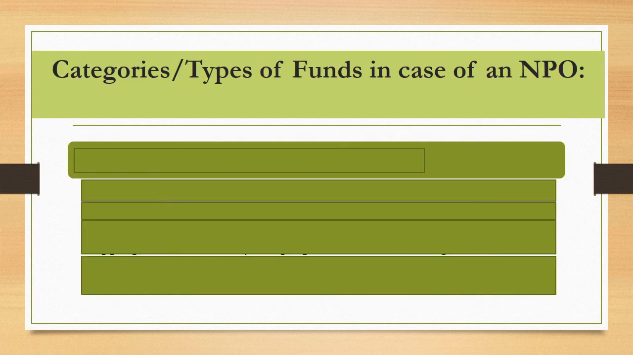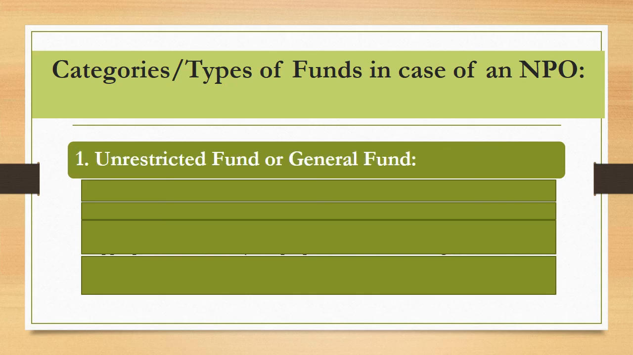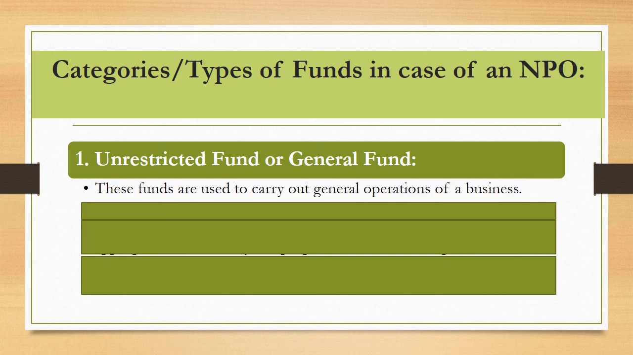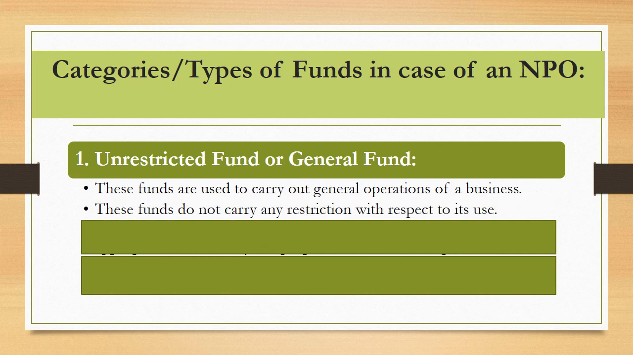Now, before starting accounting treatment of funds as per fund-based accounting, we must know the types of funds first. First type of fund is unrestricted fund or general fund. As the name suggests, we can use this fund as per our own wish. We can use them in the general operation of the business. Second thing which we must know, that there is no restriction on using them.